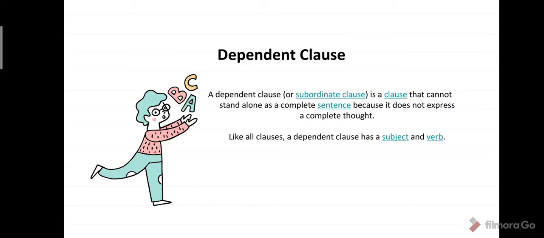The second is dependent clause. A dependent clause or subordinate clause is a clause that cannot stand alone as a complete sentence because it doesn't express a complete whole. Like a clause, a dependent clause has a subject and verb.